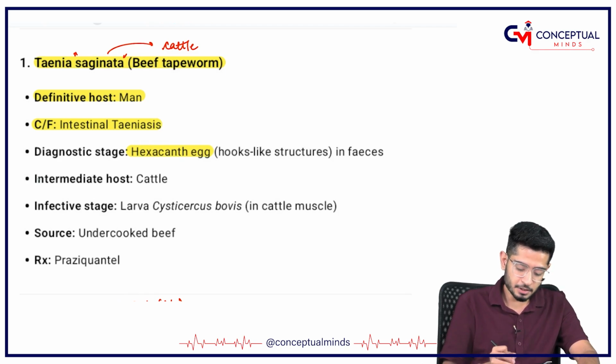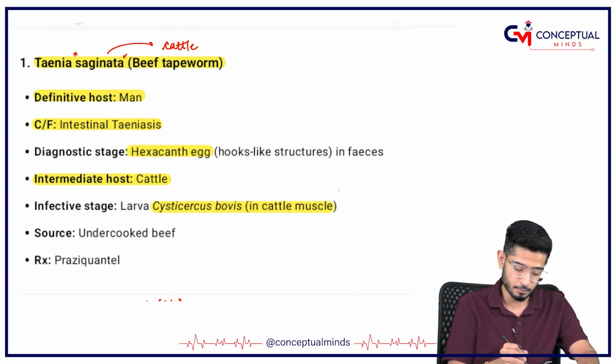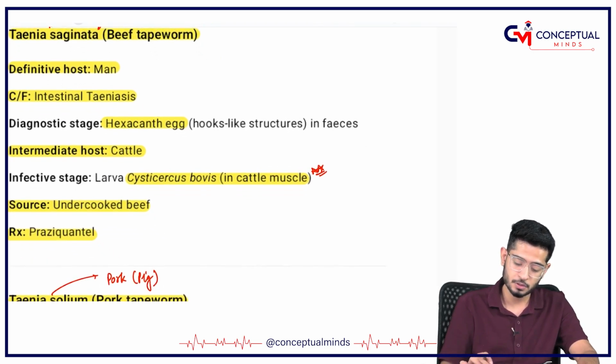The intermediate host is going to be cattle. The infective stage, now this is important, is going to be cysticercus bovis. Please remember cysticercus bovis in the cattle muscle, and obviously the source is going to be undercooked beef. The treatment is praziquantel.